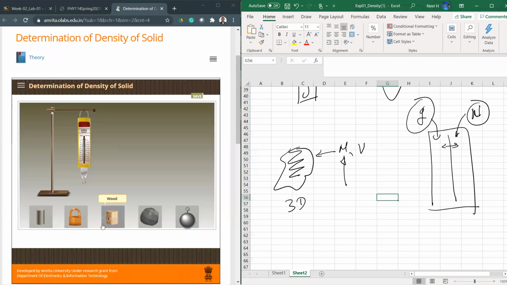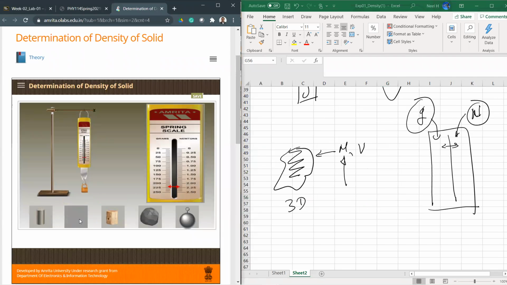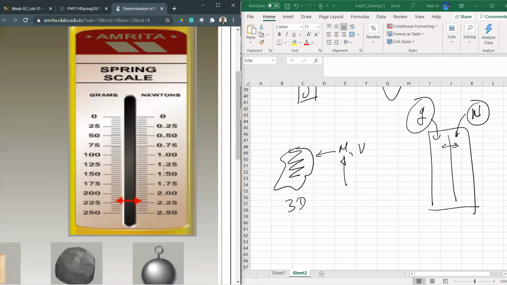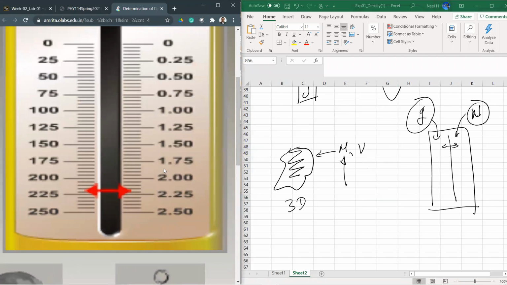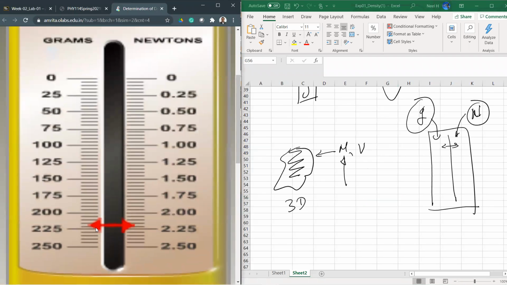All we need to do is click any object on this list. Then the object goes and hangs on that balance. As soon as it hangs on the balance, you can see the zoomed-in picture appear. And then all we need is to read this scale reading, where the red arrow is on our left-hand side scale. Okay, we're interested only in the left-hand side scale. That's our gram.